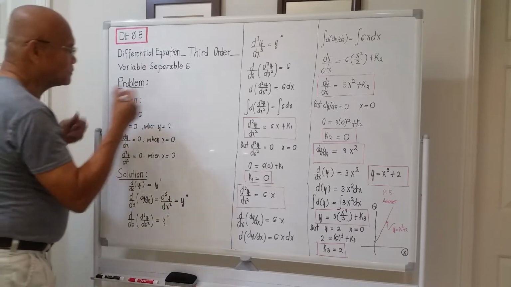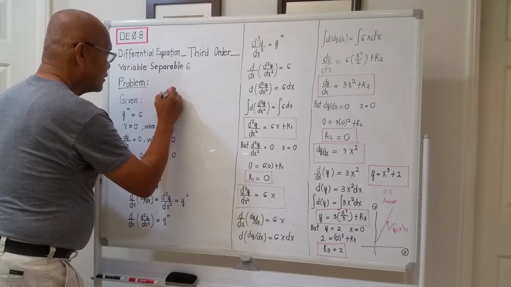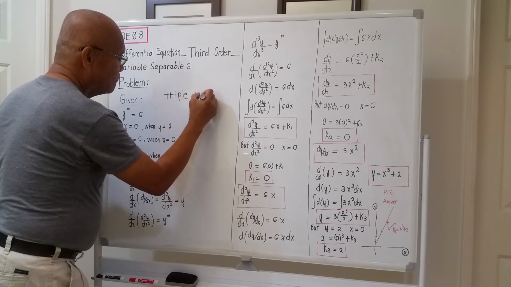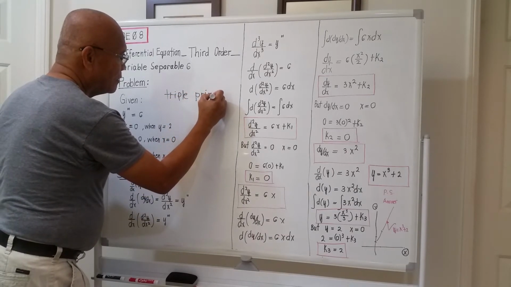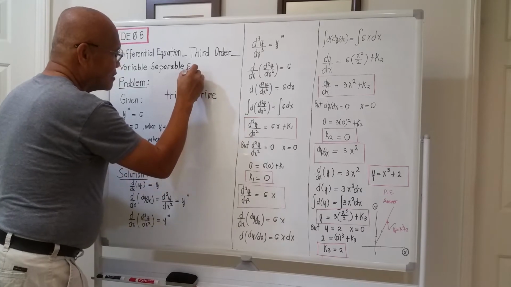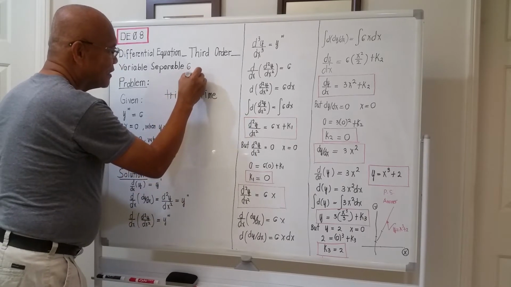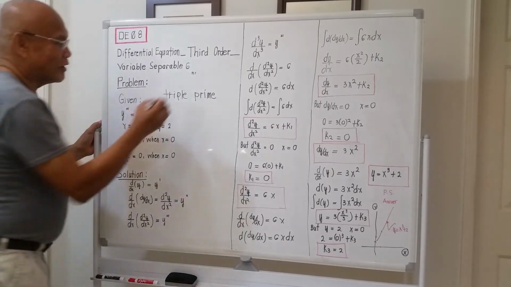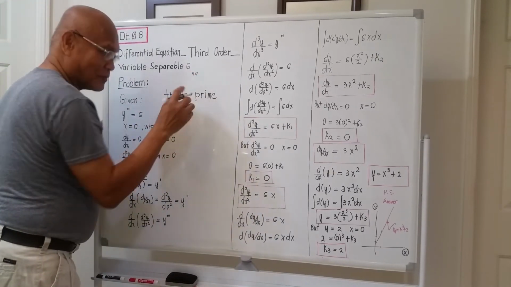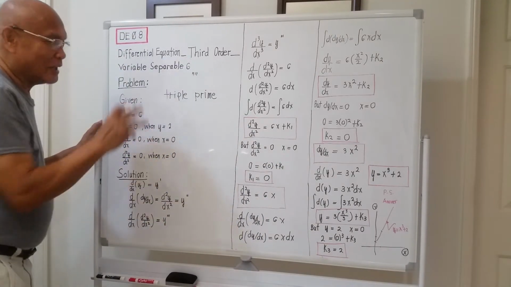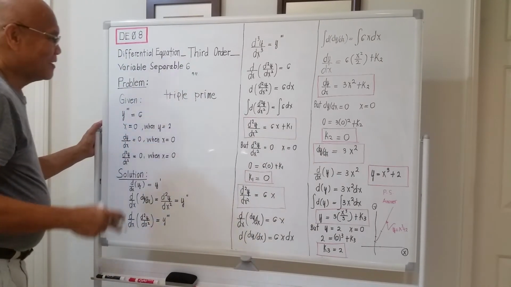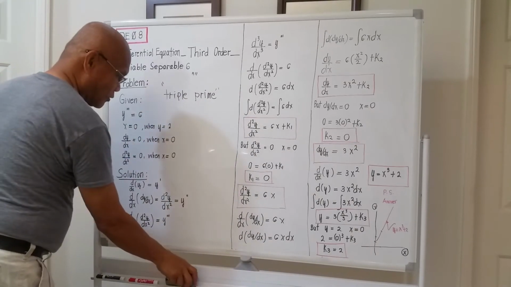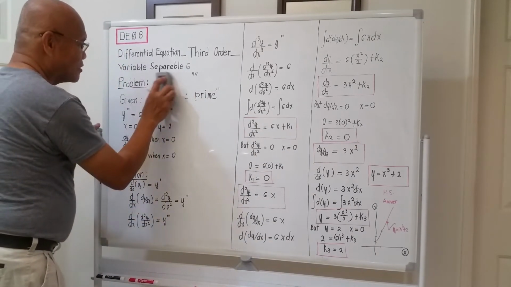Triple prime. That's a single prime, that's double prime, and that's triple prime. So if there are 4, that's fourth prime. If there are 5, fifth prime. That is in integral calculus. Okay, I will erase this one so it will look good.